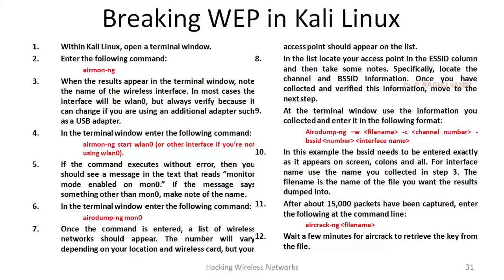Wireless LAN 0 is the interface. In the case of normal Ethernet, you will get eth0, eth1 and so on. But always verify, because it can change if you are using additional adapters such as a USB adapter. You may already have a Wi-Fi device. If Kali Linux is not running on a virtual machine, it will directly detect the Wi-Fi cards available on your device.